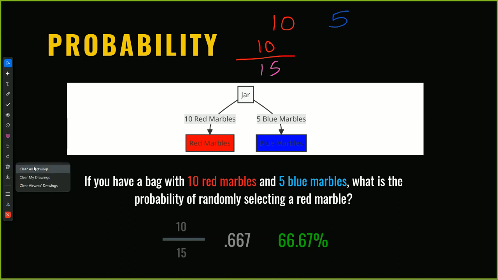Now, if I was to ask you what's the probability of not hitting that mark, again, you would just subtract it from 100, equaling around 33% chance of not hitting that mark.